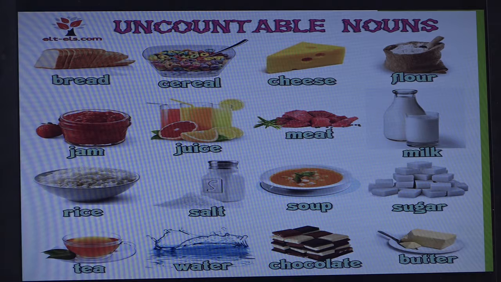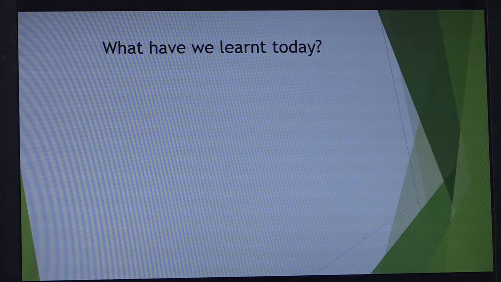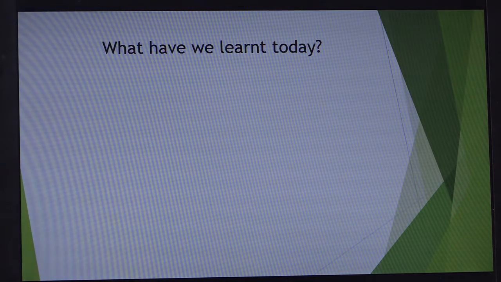Other examples are things like rice, tea, cereals like maize, beans. We have got juice, we have got salt, water, cheese, meat, soup, chocolate, flour, milk, sugar, and butter. Those are among the many uncountable nouns that we know.